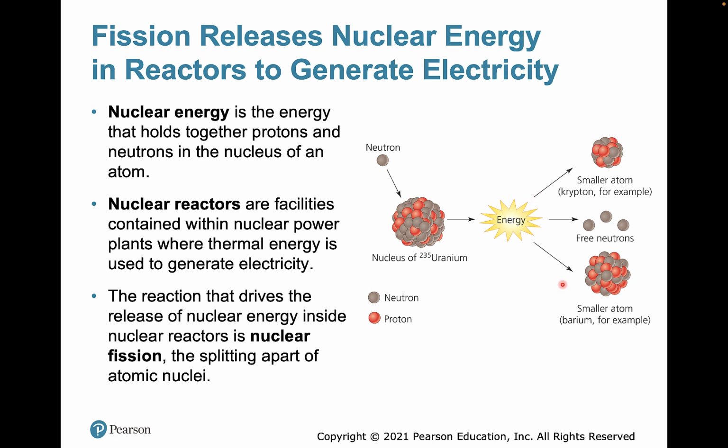Okay, so you've got these two smaller nuclei that are produced, and then you have these free neutrons that are loose, bopping around in the reactor, that are then available to hit more nuclei of uranium to make this process continue to happen.